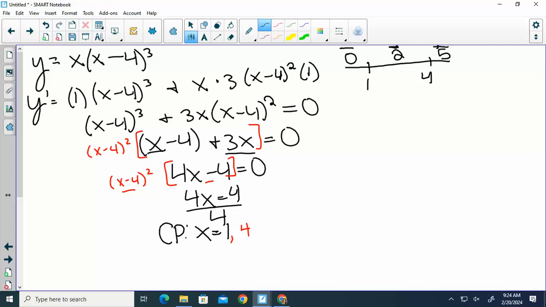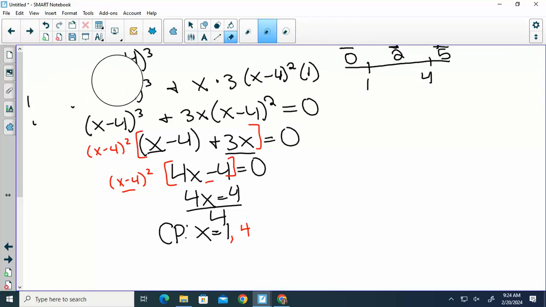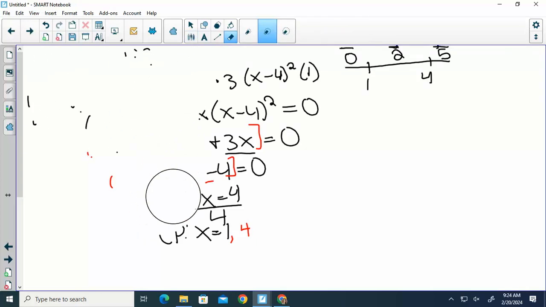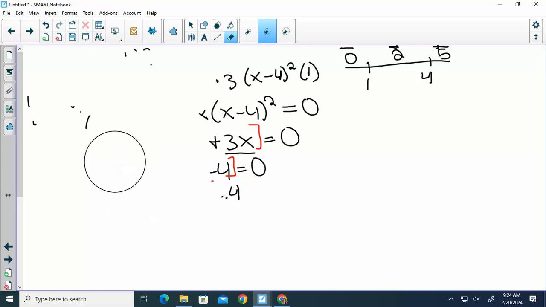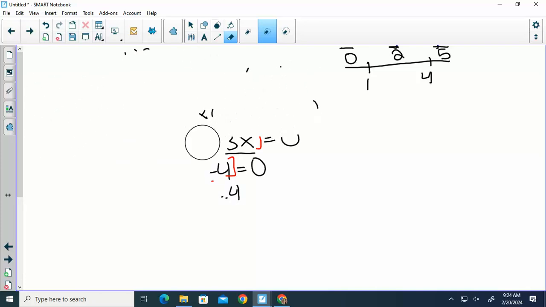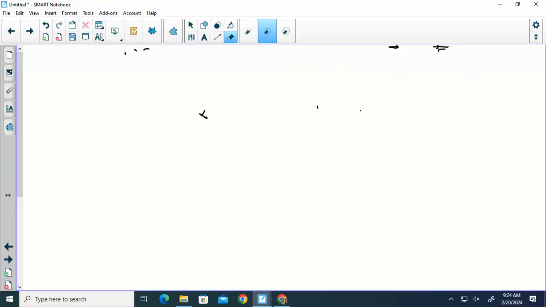No. Okay. Where's the eraser? Are you going to do increasing, decreasing, max and min? Okay. Give me 1 second. I gotta erase this side. Okay. Where am I? Okay.